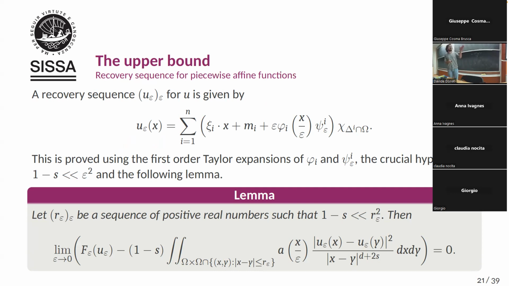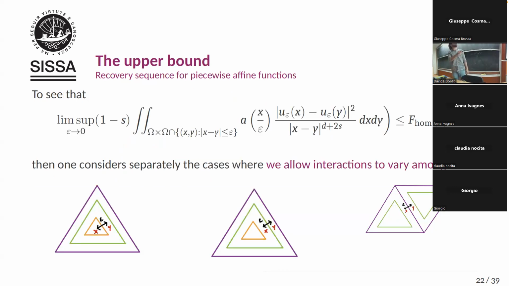So this lemma basically tells us that for the sake of computing the gamma limit, it is enough to look at interactions which are very close, but not too close. Their square has to be at least larger than 1 minus s. And then how does one compute the limsup of this quantity?